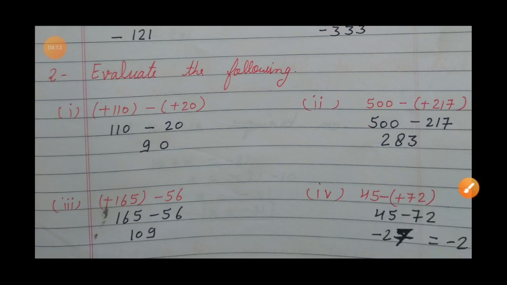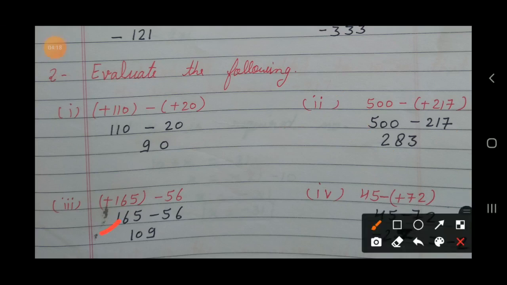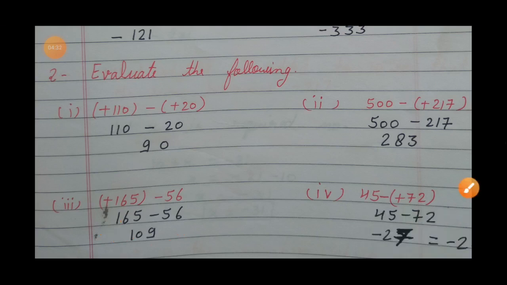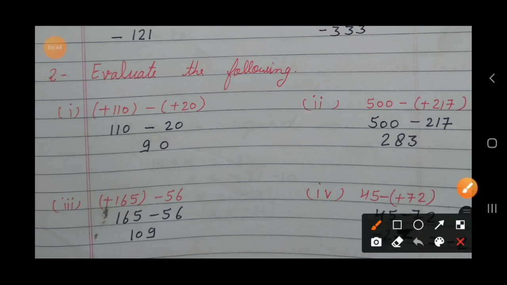Third, 165 minus 56. Yes. 165 minus 56, subtraction is there. Yes, on subtraction we are getting 109. Yes, and this we will write with positive sign because here 165 is greater than 56. Fourth is here 45 minus plus 72. Plus minus minus we will take 45 minus 72. Then we are getting 27. This will come with negative sign. Here 72 is greater than 45.